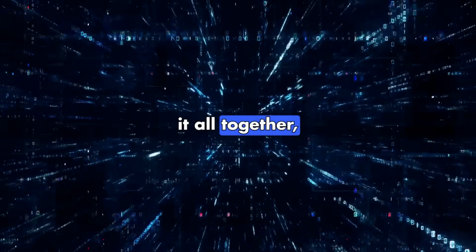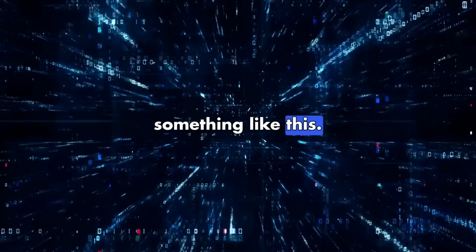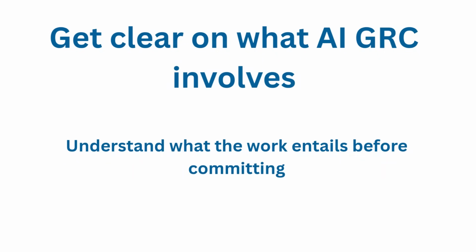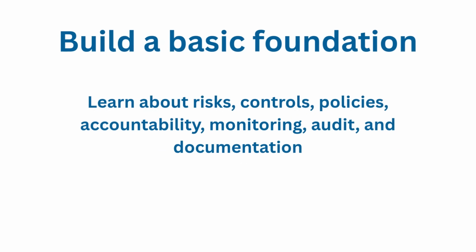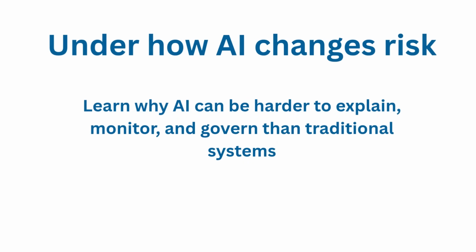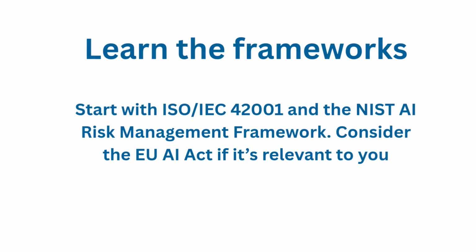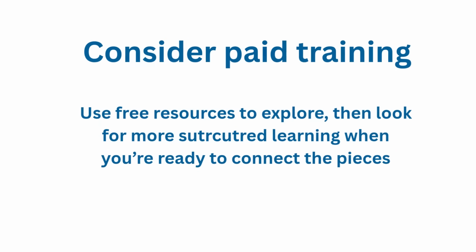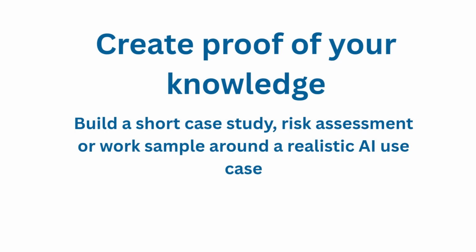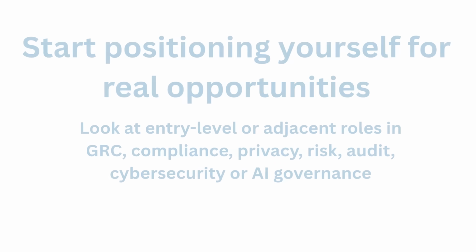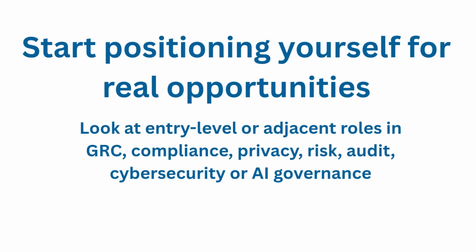If we pull it all together, the roadmap looks something like this. First, get clear on what AI GRC involves. Second, build a basic GRC foundation. Third, understand how AI changes the risk landscape. Fourth, learn the frameworks organizations are using. Fifth, move from scattered learning to structured knowledge. Sixth, create proof that you can apply what you've learned. And seventh, start positioning yourself for real opportunities.